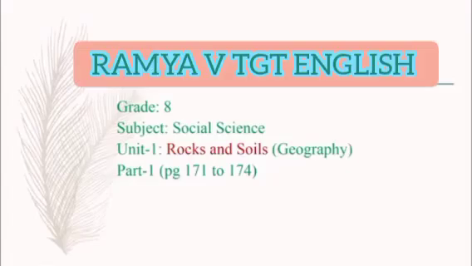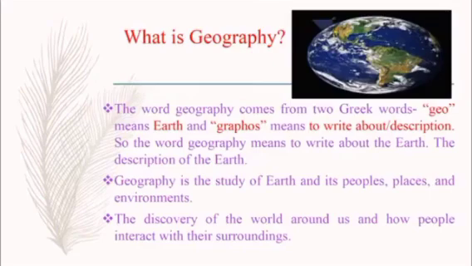Geography, which is rocks and soils. First, let's see about what is geography. The word geography comes from two Greek words. Geo means earth and graphos means to write about or description. So the word geography means to write about the earth, in other words, the description of the earth.